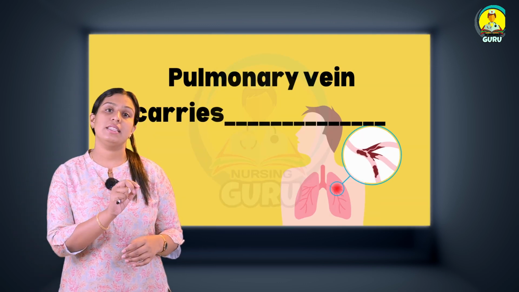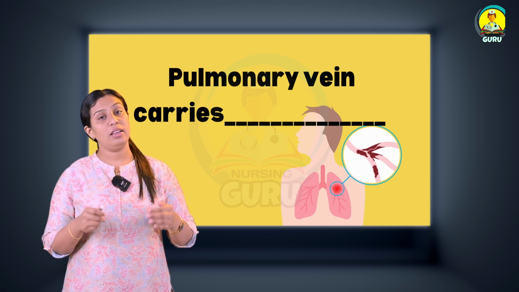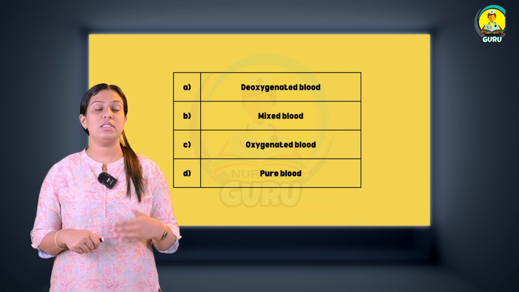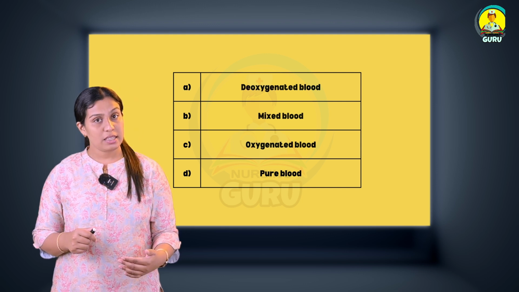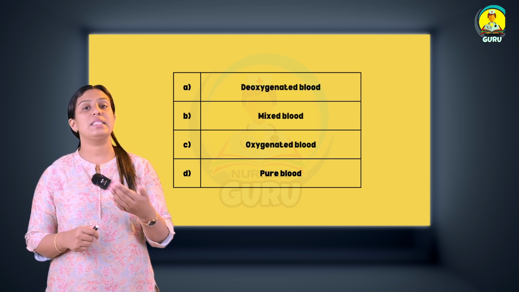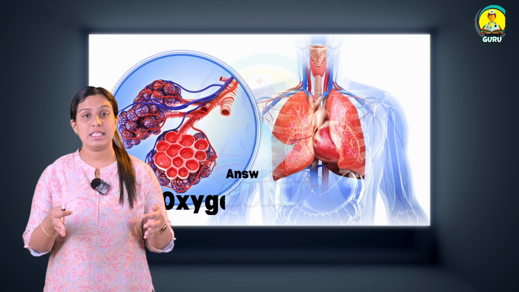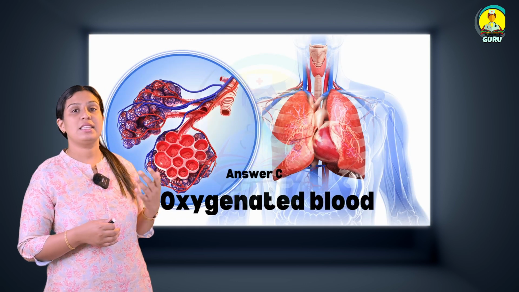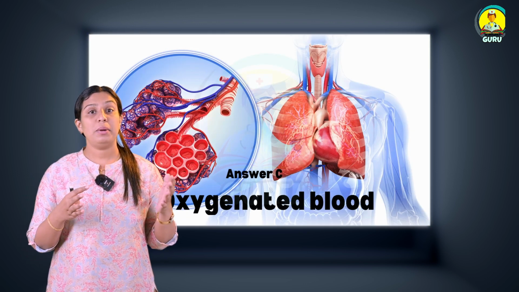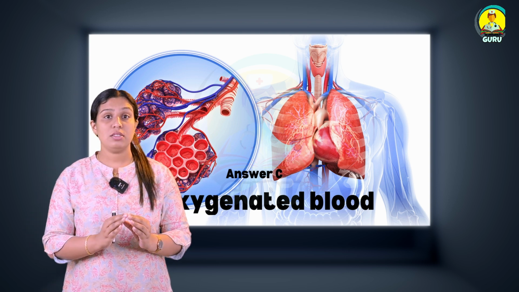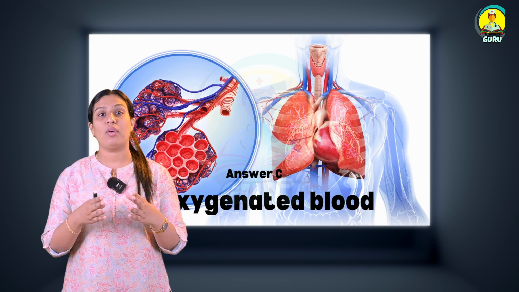Pulmonary vein carries dash. It is like filling the blanks. 4 options are there. First option is deoxygenated blood, then mixed blood, oxygenated blood and pure blood. Here the answer is option C, meaning oxygenated blood. So the pulmonary vein carries oxygenated blood from the lungs to the left atrium of the heart.